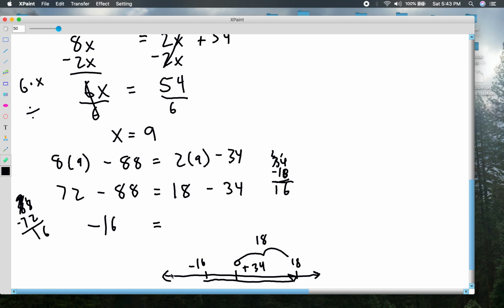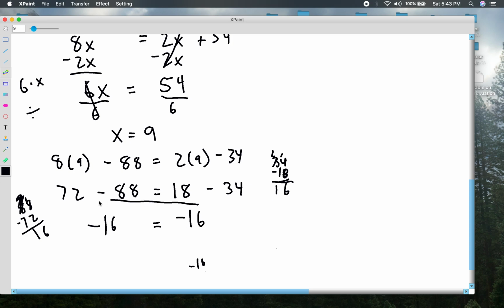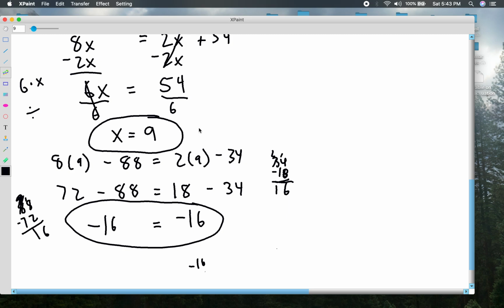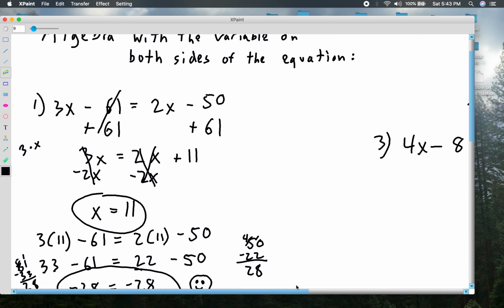So again, that's why I do that. Oh, but look, negative 16. That is the correct answer. So when x is equal to 9, we get negative 16 equals negative 16. And thus we can go back and circle it because we know that it is the correct answer. And we get another smiley face guy. All right. So let's go back up to one more example.